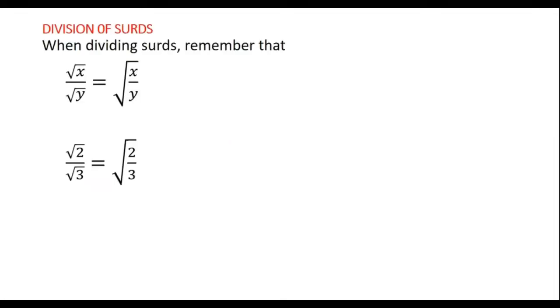We are on the topic surds. In the previous video, we looked at multiplication of surds. In this video, we are going to look at division of surds. So how do we divide surds?